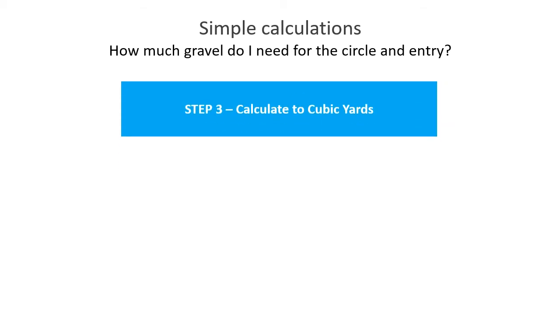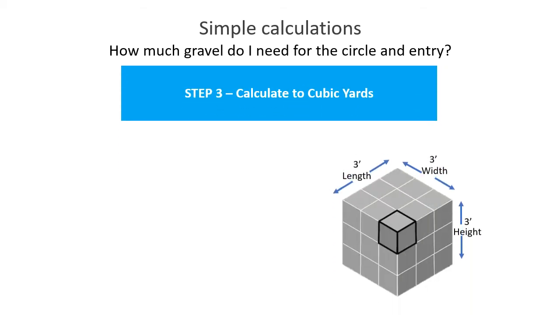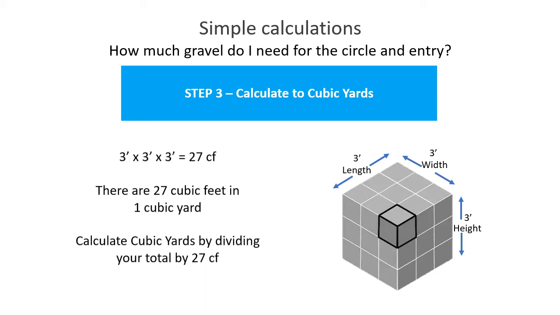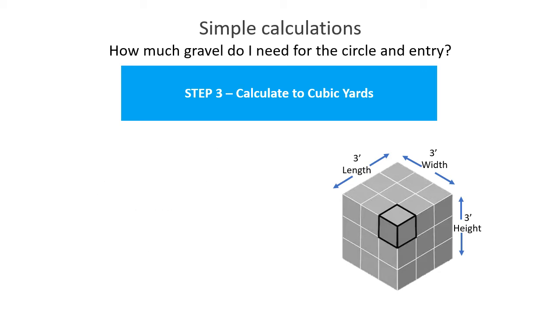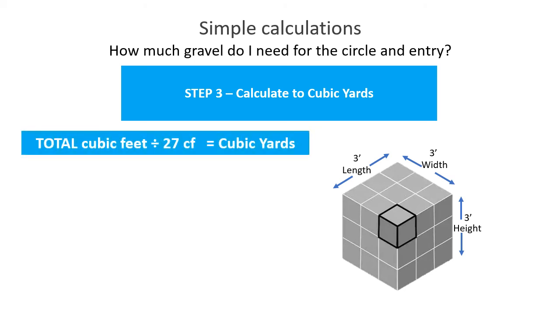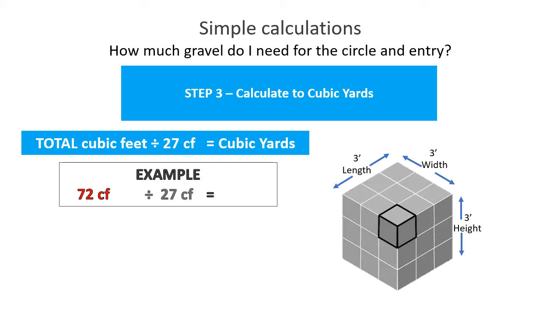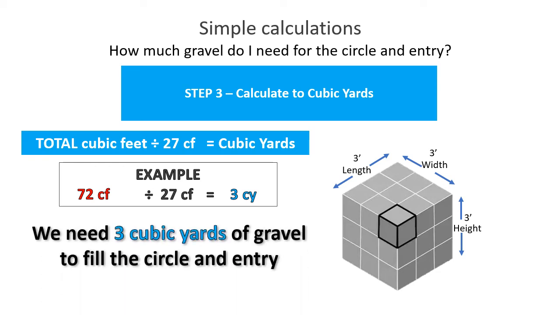Just like with our dirt, we need to calculate this into cubic yards. Remember, material that is 3 feet by 3 feet by 3 feet is 27 cubic feet. So take the total cubic feet that we just got from step 2 and divide by 27 cubic feet to get the cubic yards you need. For example, 72 cubic feet divided by 27 cubic feet equals 3 cubic yards. We need 3 cubic yards of gravel to fill the circle and entry.